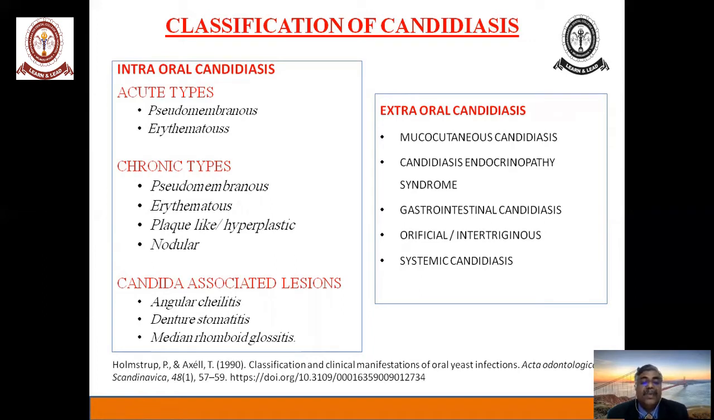Under the title of Candida-associated lesion, we have three entities. One is angular cheilitis, another is denture stomatitis, and the third is median rhomboid glossitis. Under extraoral candidiasis, we have mucocutaneous candidiasis, candidiasis endocrinopathy syndrome, gastrointestinal candidiasis, orificial or intertriginous candidiasis, and the last one is systemic candidiasis. In this presentation, I will be concentrating only on oral candidiasis.